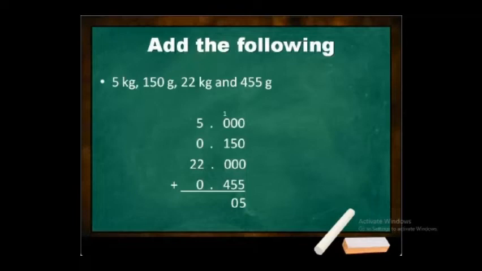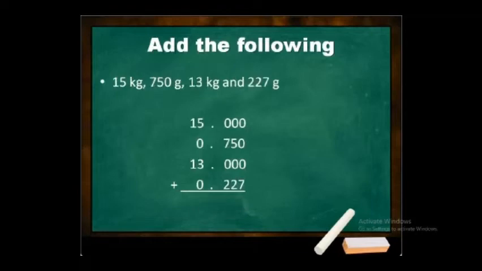1 plus 0 is 1. 1 plus 1 is 2. 2 plus 0 is 2. 2 plus 4 is 6. Then you will put the point. Then 5 plus 0 is 5. 5 plus 2 is 7. 7 plus 0 is 7. Then you will bring down 2. So it is 22 kgs 605 grams.